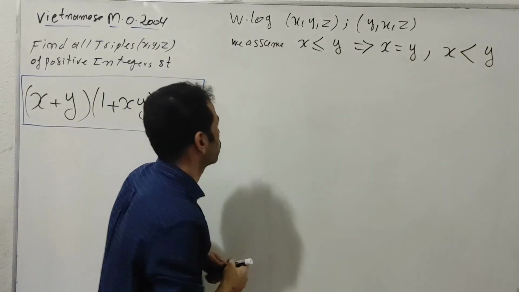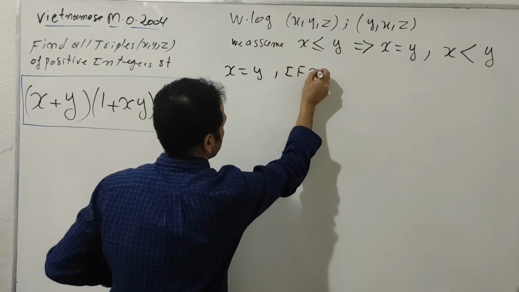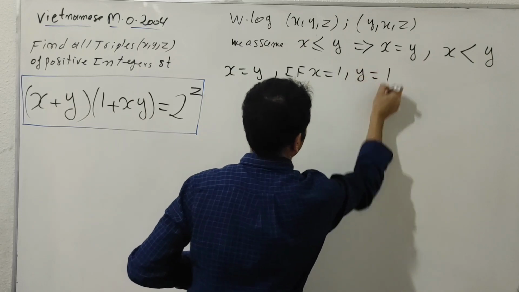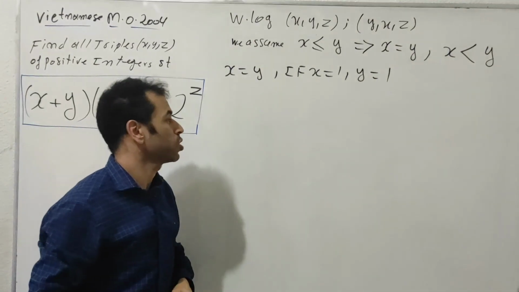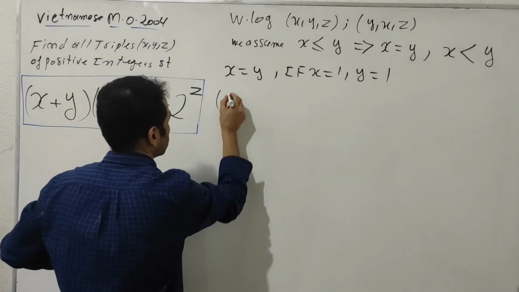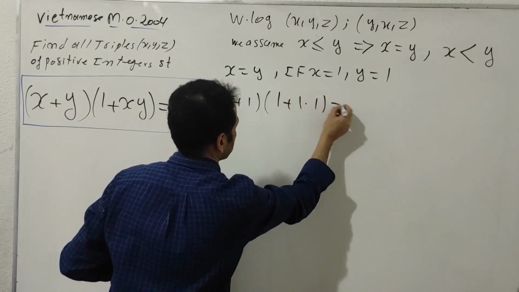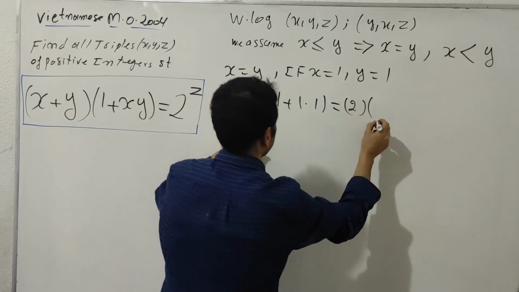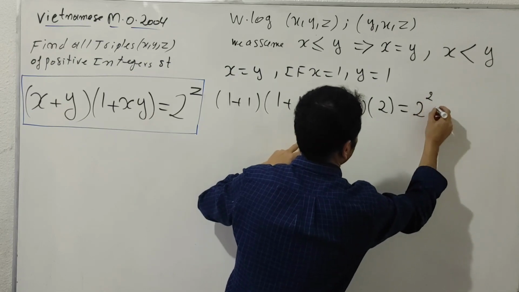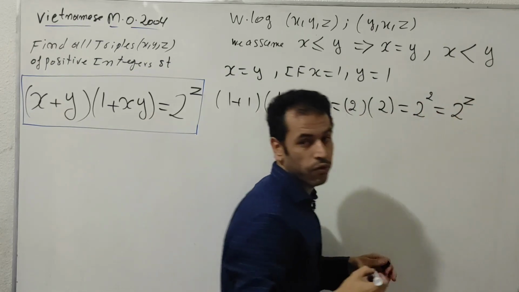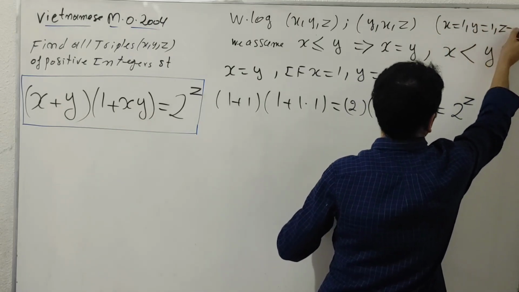So I'm going to take the case when x equals y. If x equals 1 and y equals 1, we plug these values into this equation. We have 1 plus 1, multiplied by 1 plus 1 times 1, which is 2 times 2, which gives us 2 squared equals 2 to the z. Now we have found the first solution: x equals 1, y equals 1, and z equals 2.